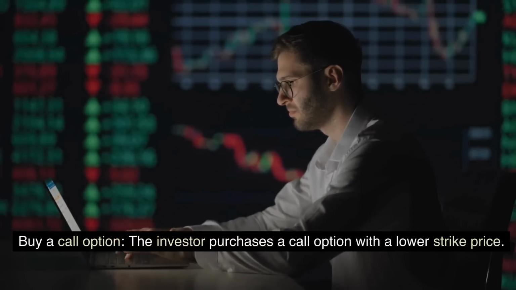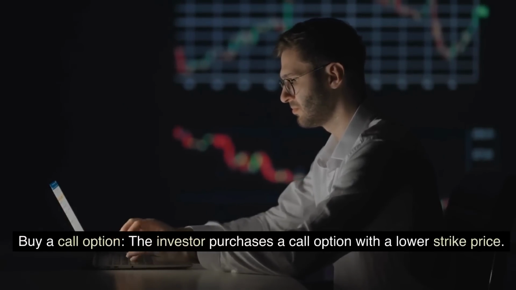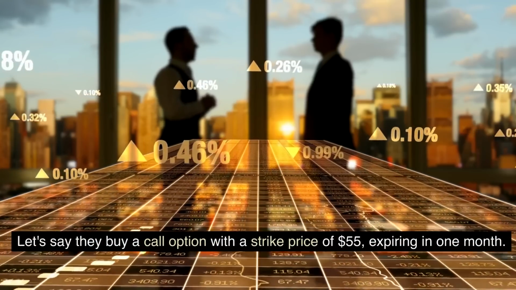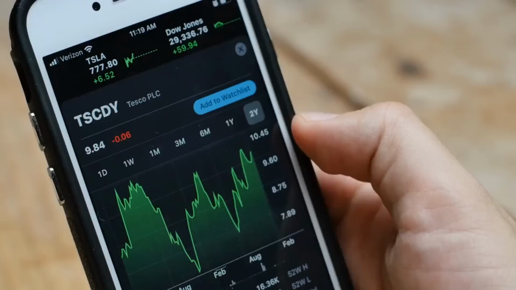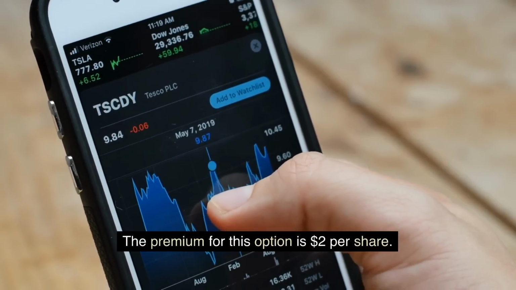The investor purchases a call option with a lower strike price. Let's say they buy a call option with a strike price of $55, expiring in 1 month. The premium for this option is $2 per share.